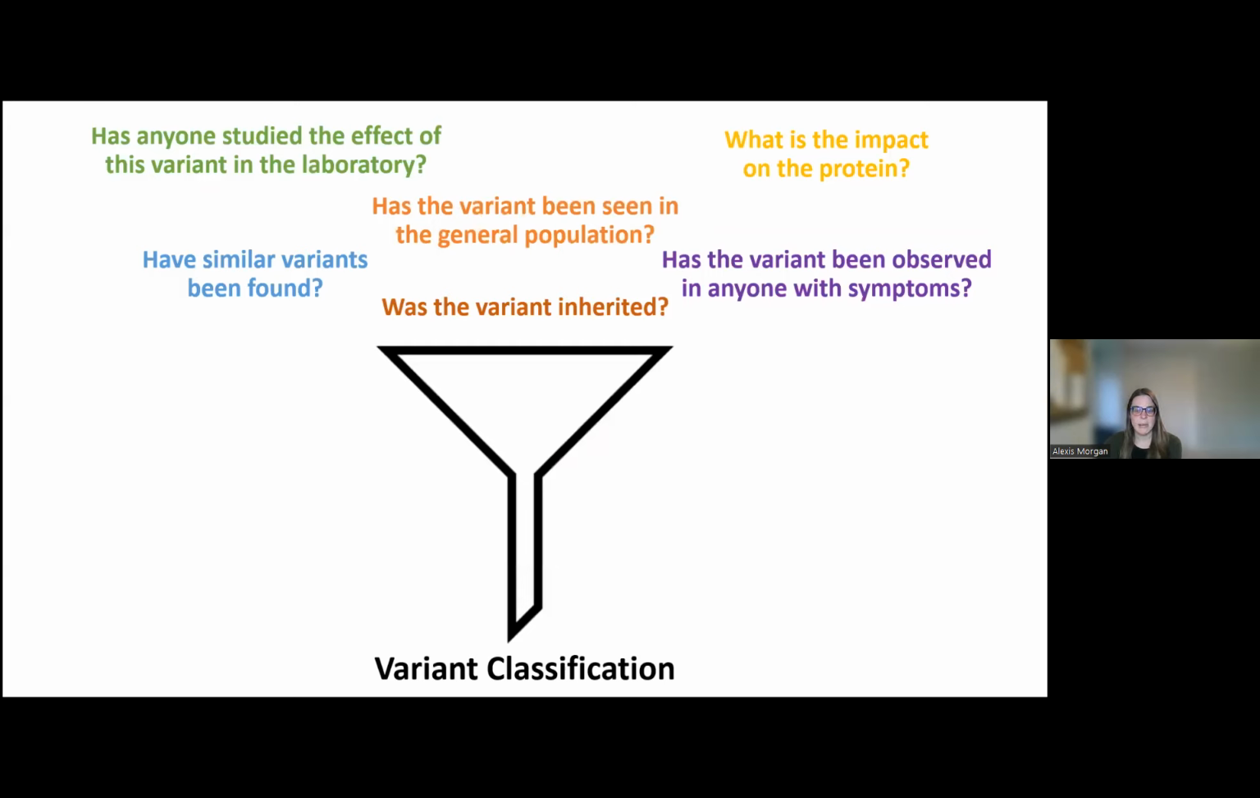When a genetic testing laboratory classifies a variant, they use many pieces of information to classify the variant into those buckets. For example, has this variant been seen in the general population? Was the variant inherited from a parent? What is the protein impact of this variant? Has the variant been observed in anyone with symptoms? And many more pieces go into how we classify variants. Depending on the information available, variants will then be classified into one of these buckets.